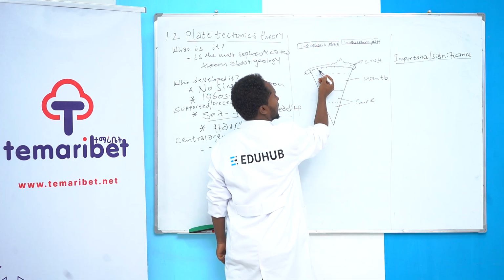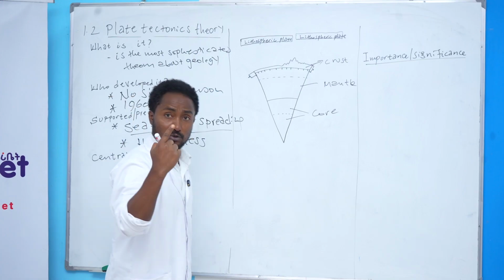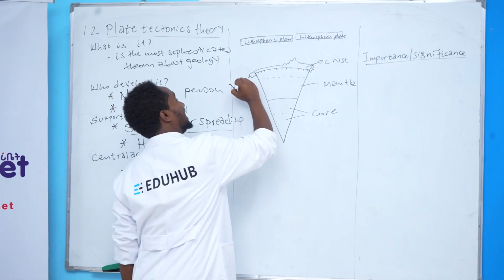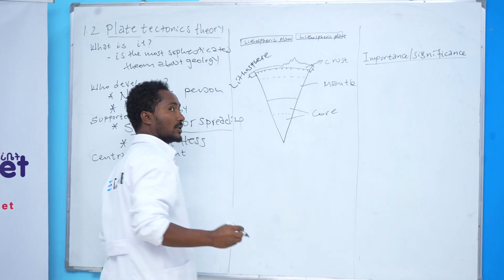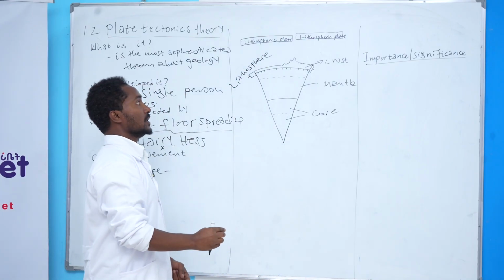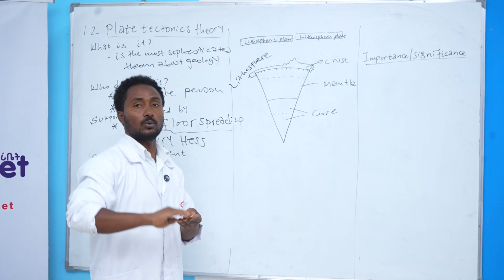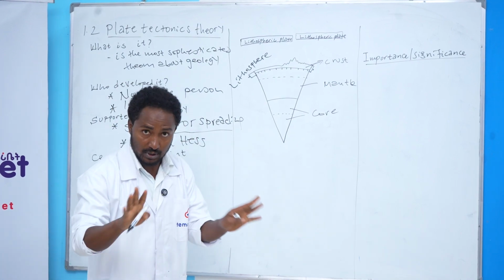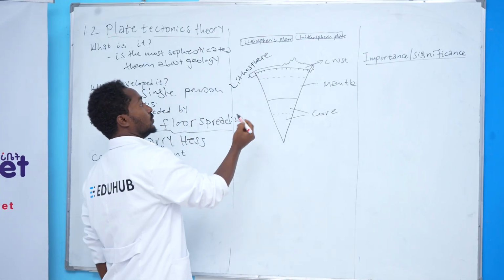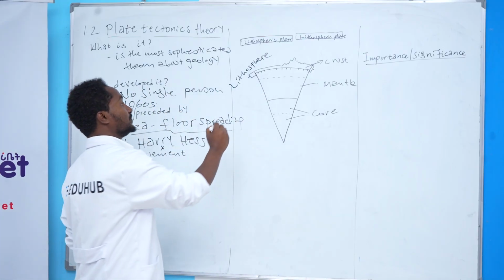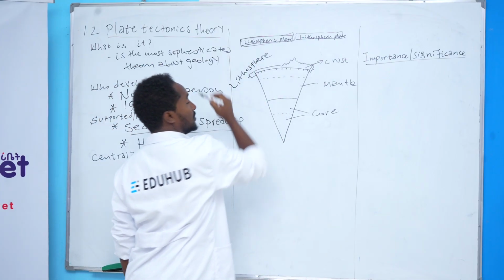These dots and the crust make one special layer. This special layer is called the lithosphere. Lithosphere is a special layer which is rigid, which is dry, which is solid, completely solid, and it is divided into different components. And these components are called lithospheric plates.